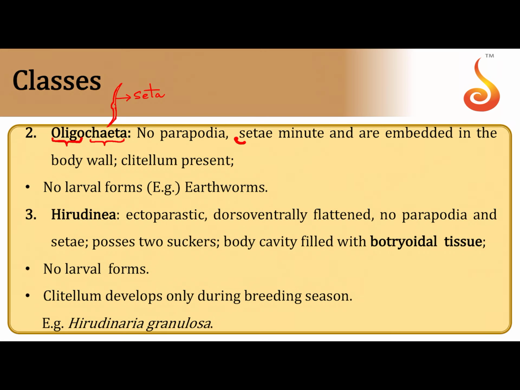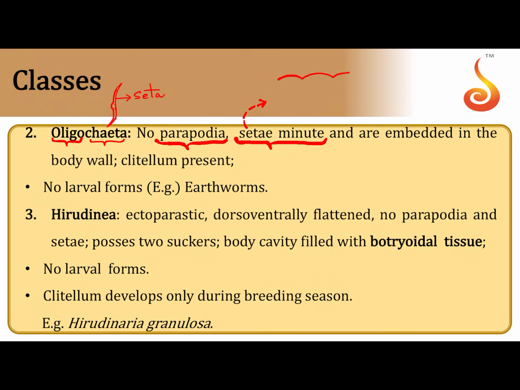So like I mentioned, there are S-shaped chitinous structures called chaeta, which are embedded in the skin, and they are very minute in appearance. They do not have fleshy outgrowths in the body, that is called the parapodia. And usually the chaeta is arranged in the form of a ring.